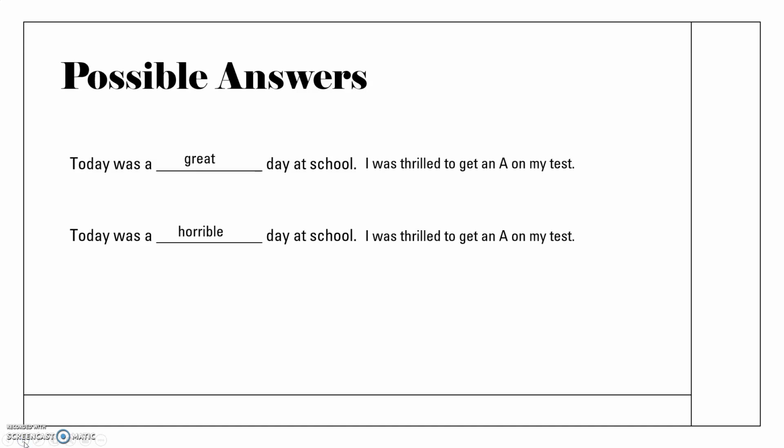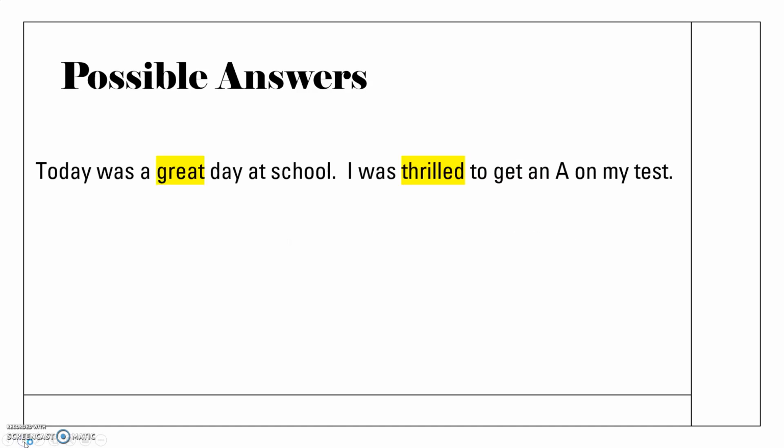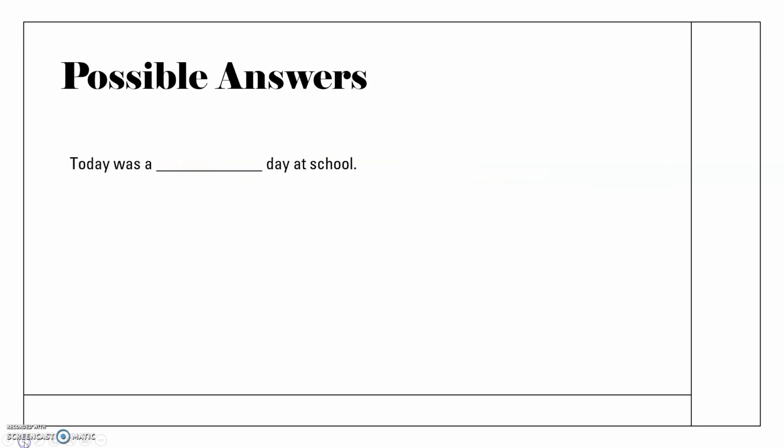If this was the second sentence to follow, "I was thrilled to get an A on my test," we know that the first sentence is the correct one. "Today was a great day at school. I was thrilled to get an A on my test." The word great that we filled in, we can use the context clue thrilled in the following sentence to let us know what this word might mean. When you're thrilled about something, you are happy, which makes it a positive connotation, so the word great fits.